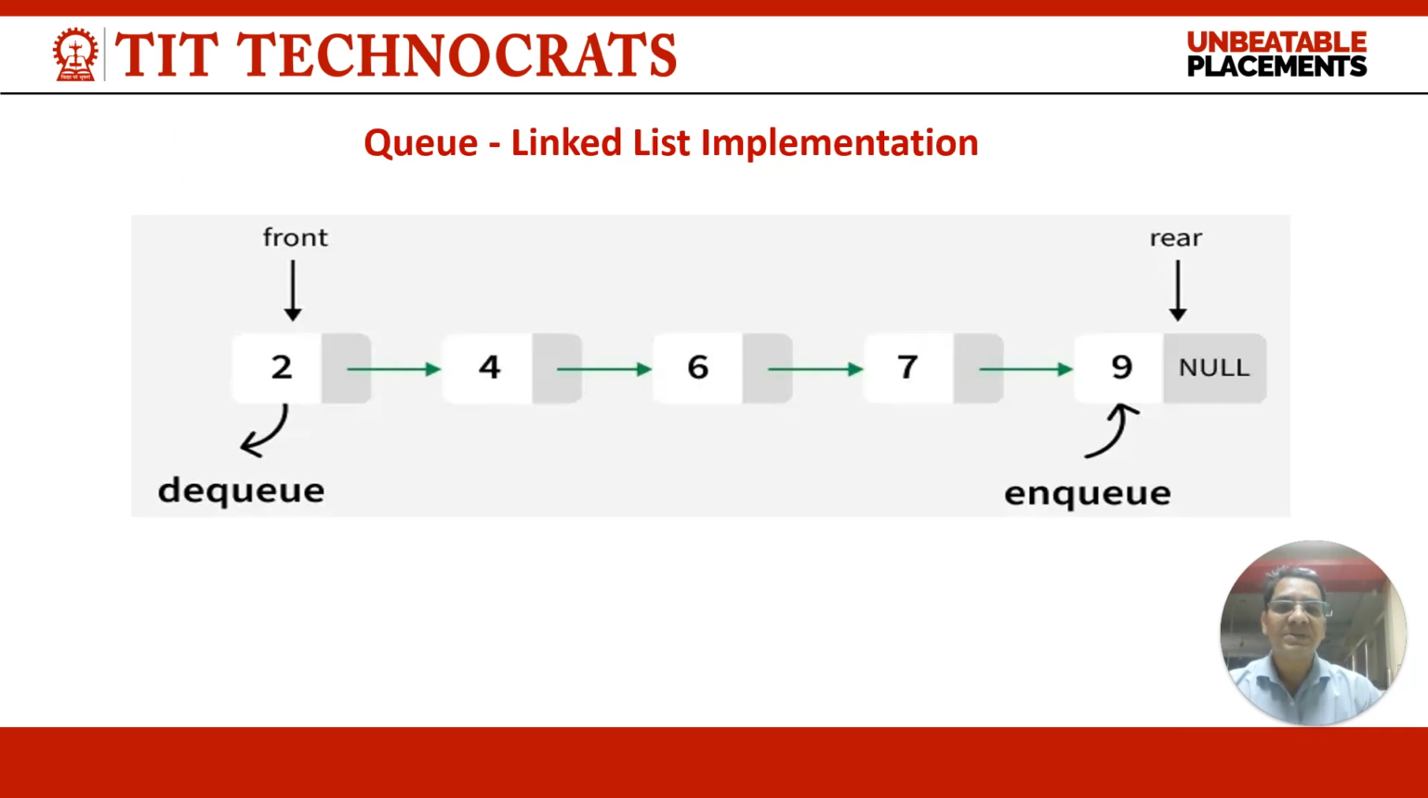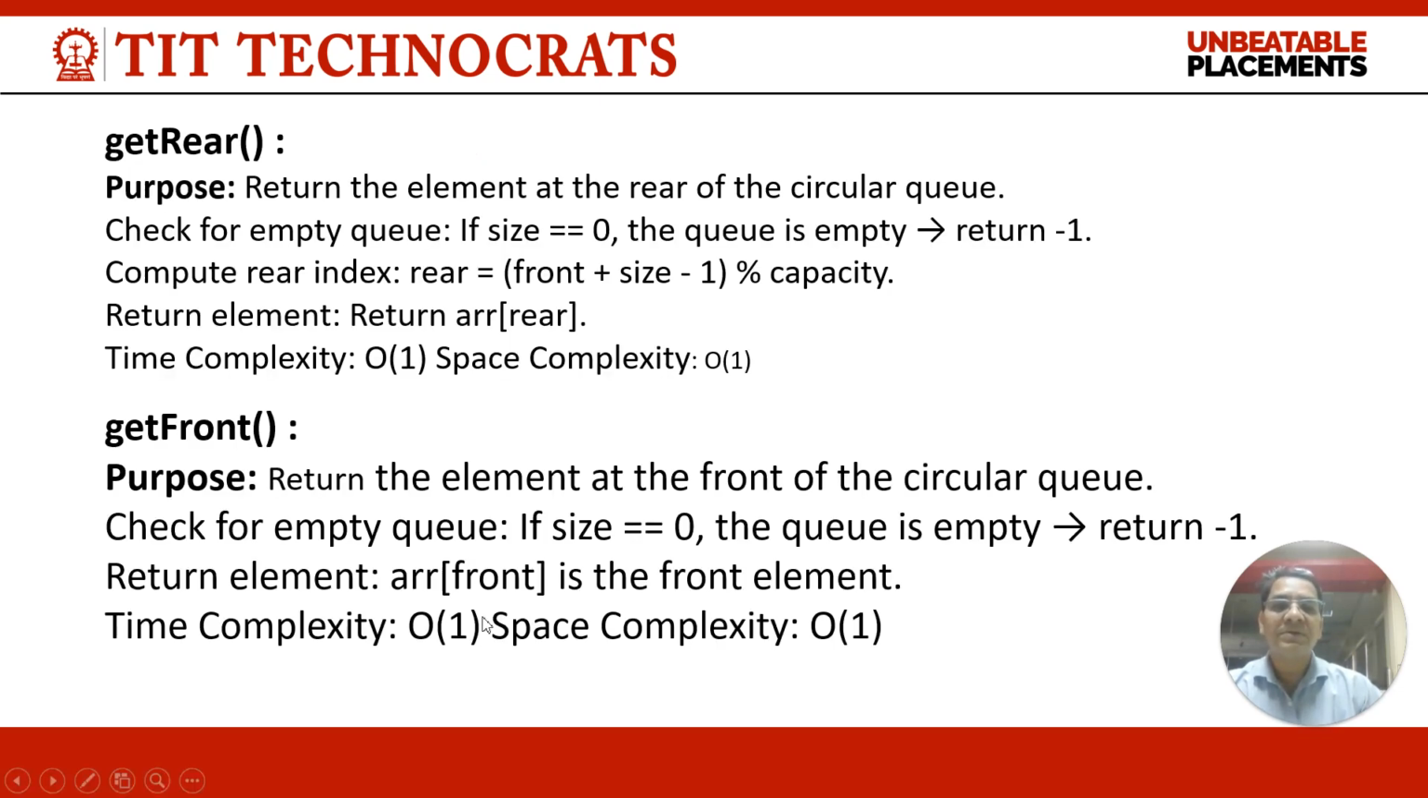This is the linked list representation of queue, where the first node works as a front node and the last node works as a rear node. A new node is inserted only at the rear and the node to be deleted is removed from the front.